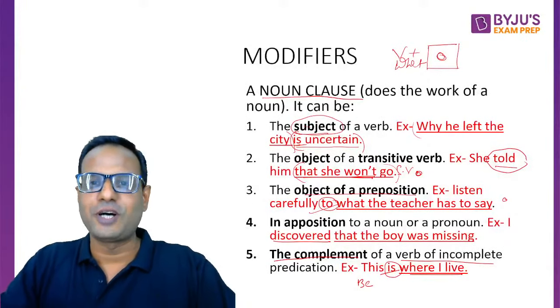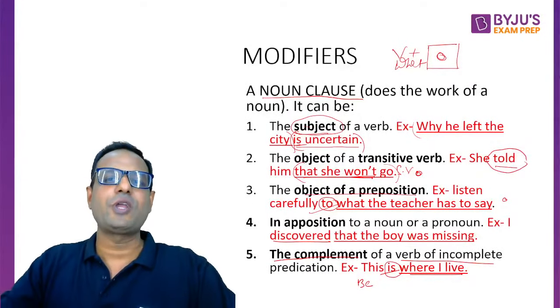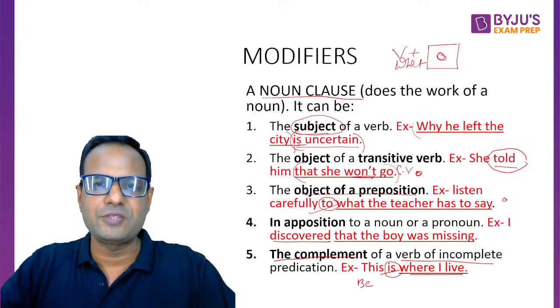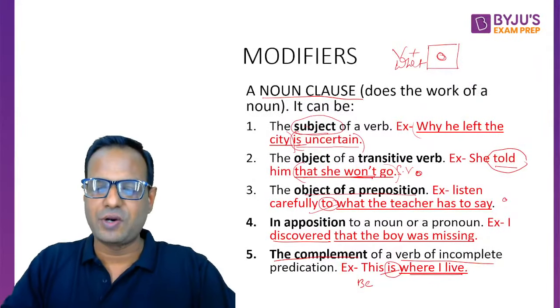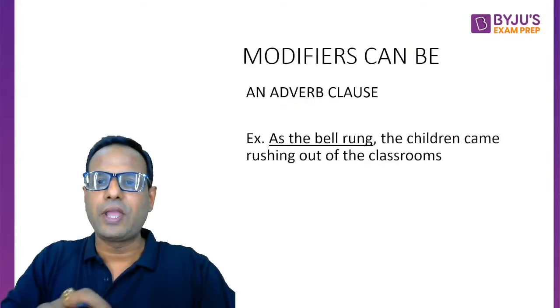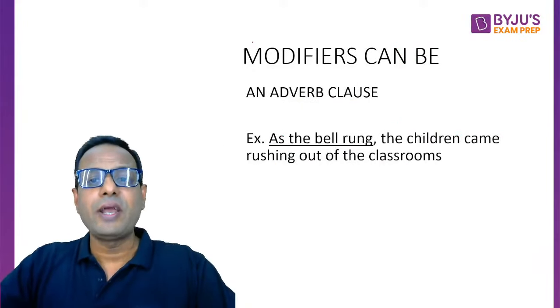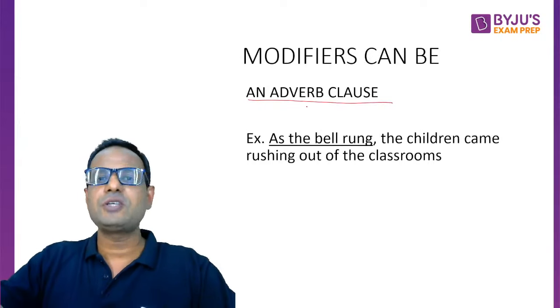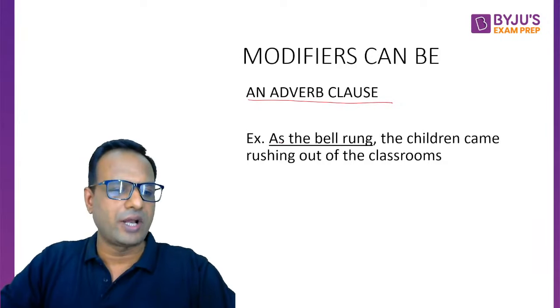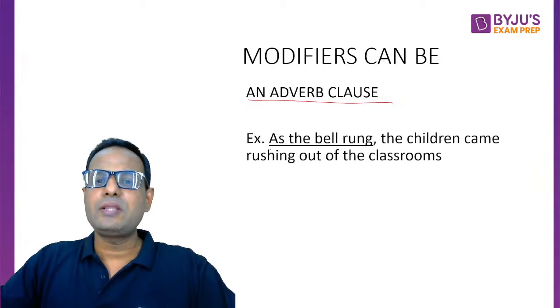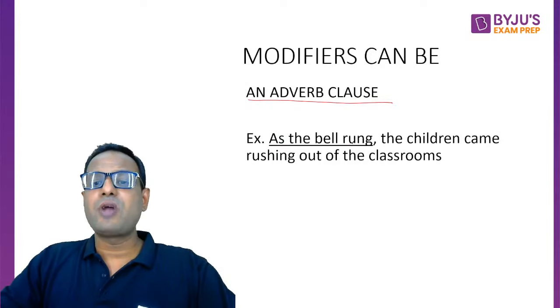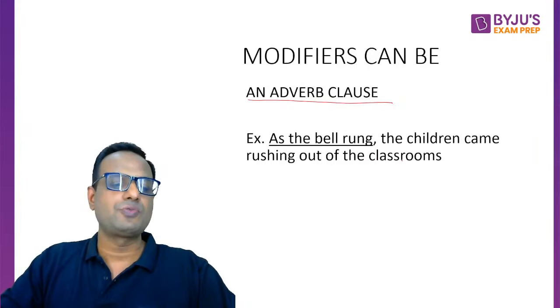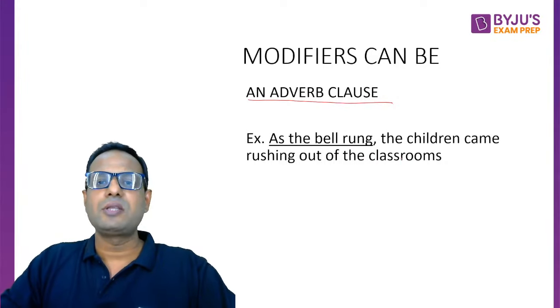Any problems so far? Okay. So what are we talking about? We are talking about modifiers. We are dealing in modifiers. All right. Okay. A modifier can also be an adverb clause. We have just seen how an adverb functions, right? Look at this example. As the bell rung, the children came rushing out of the classrooms. As the bell rung, the children came rushing out of the classrooms.